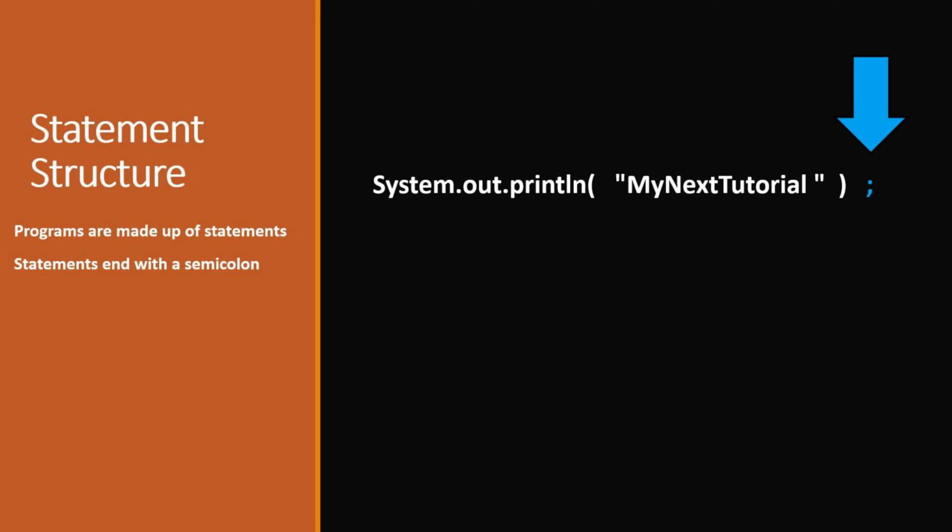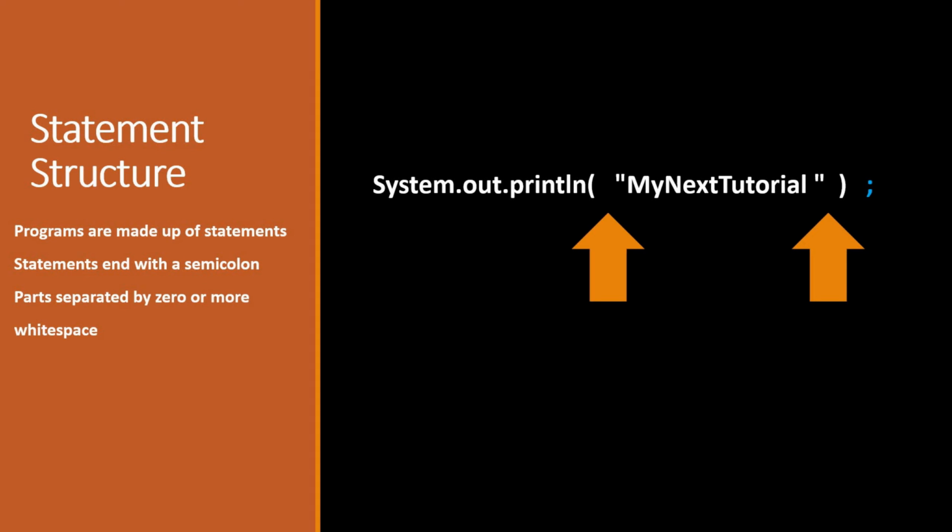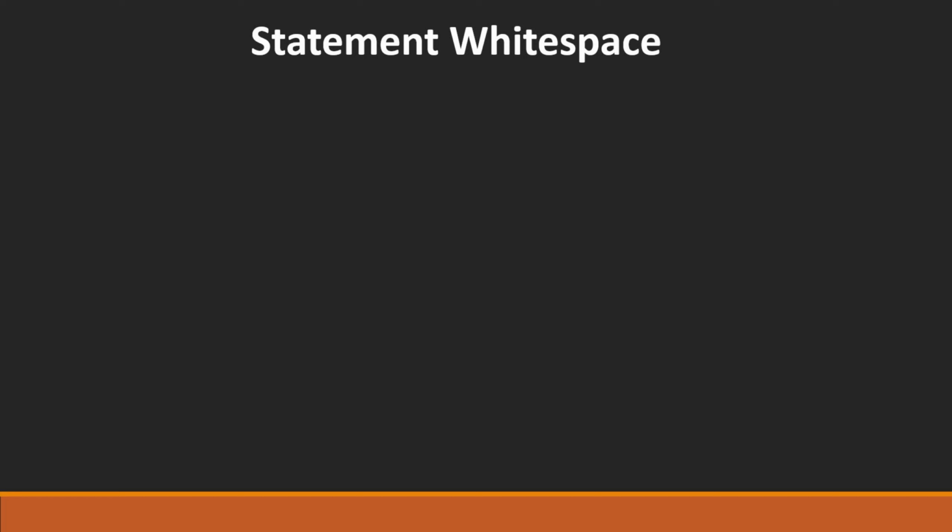Now statements can contain 0 or more white spaces. White spaces simply serve as visual separators. So in the statement we have here, we have a single space after the opening parenthesis and a single space before the closing parenthesis. And white spaces aren't limited to the space character. White spaces include the space character, the tab character, and the new line character. In other words, the enter key is just a white space. So this nature of white space gives us a lot of flexibility in how we structure our statements.